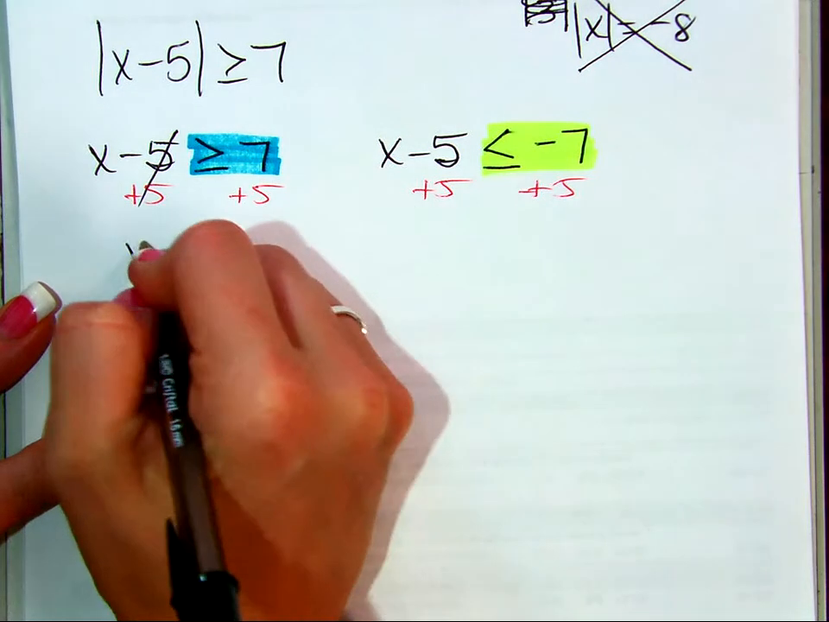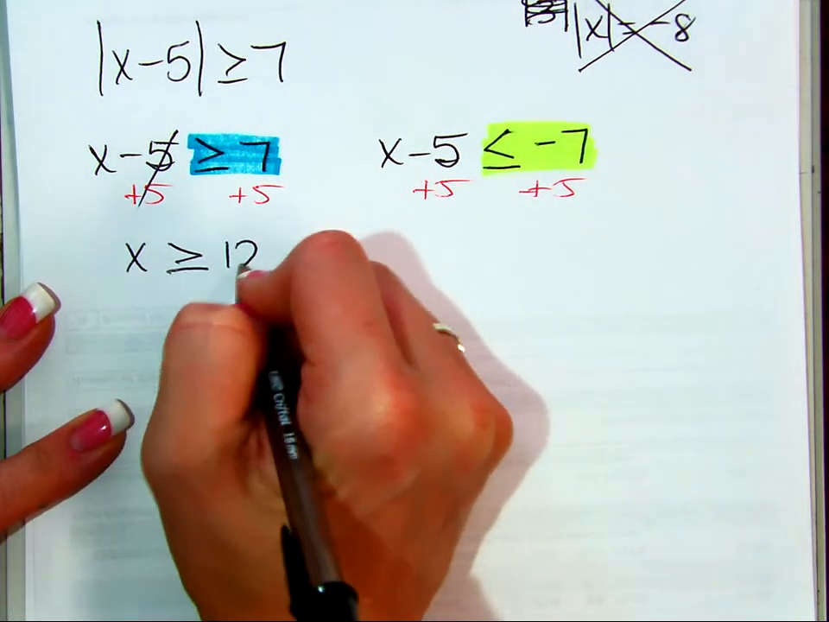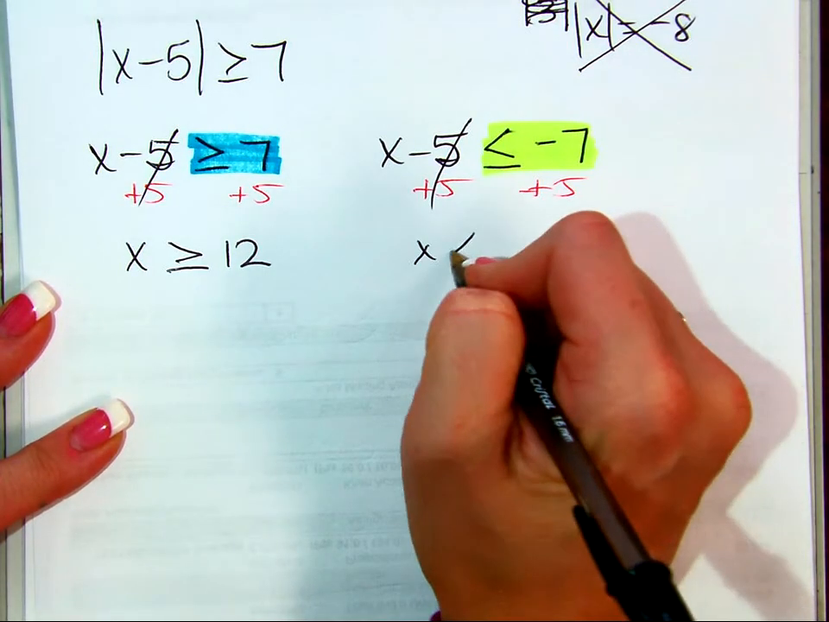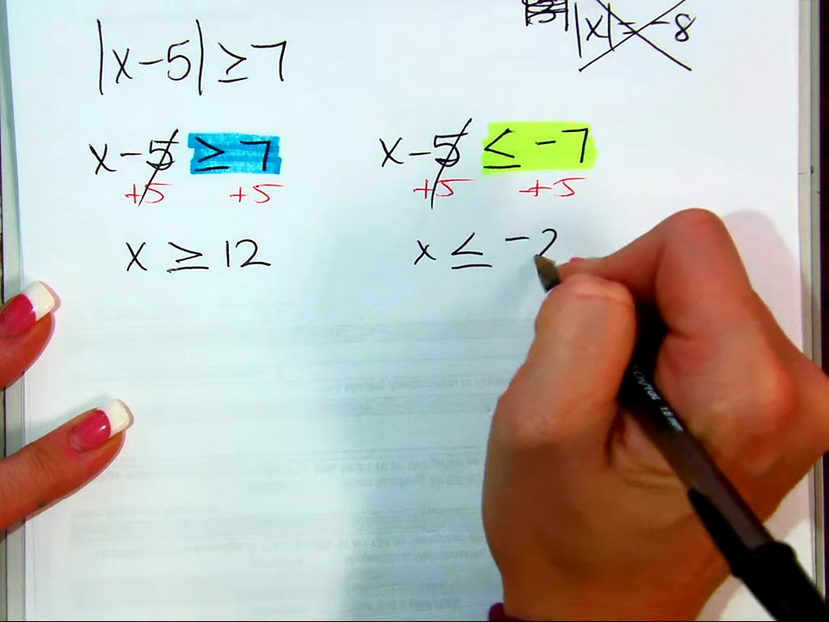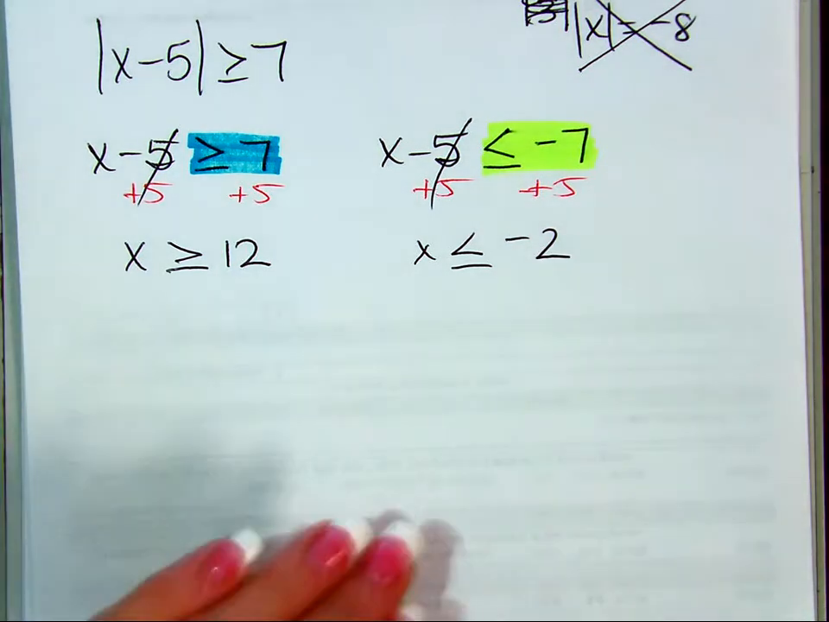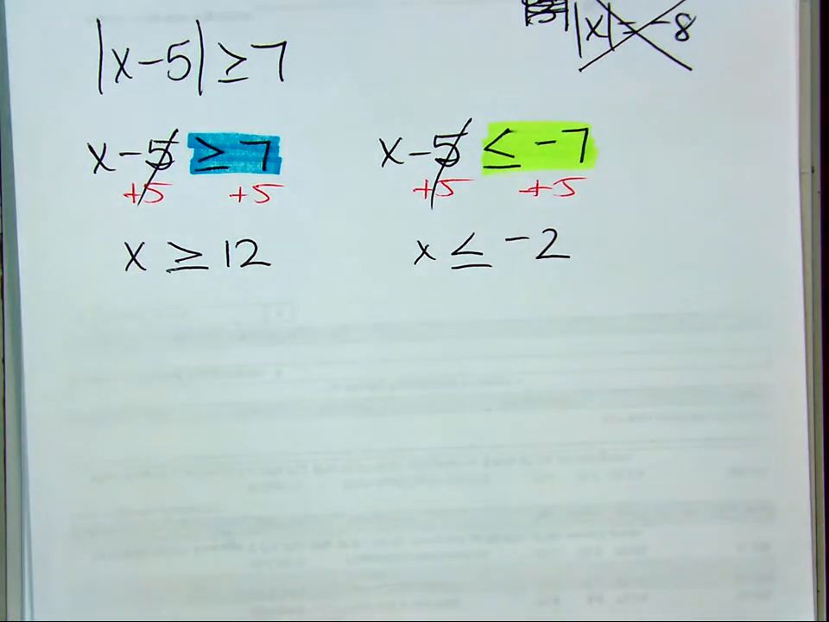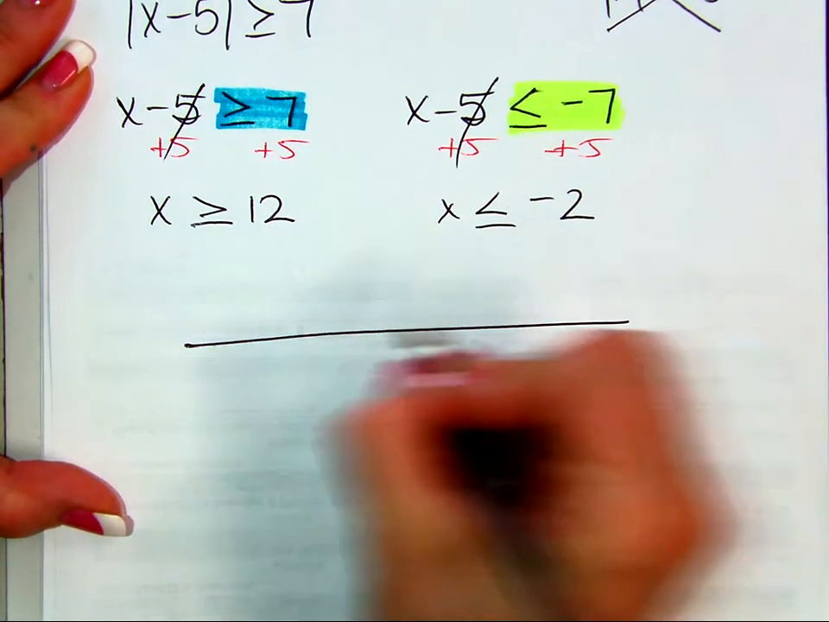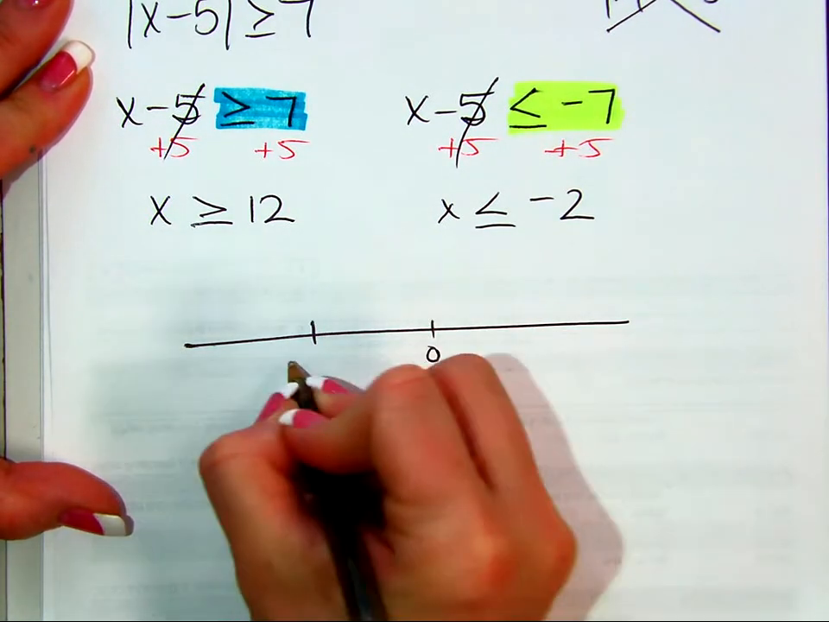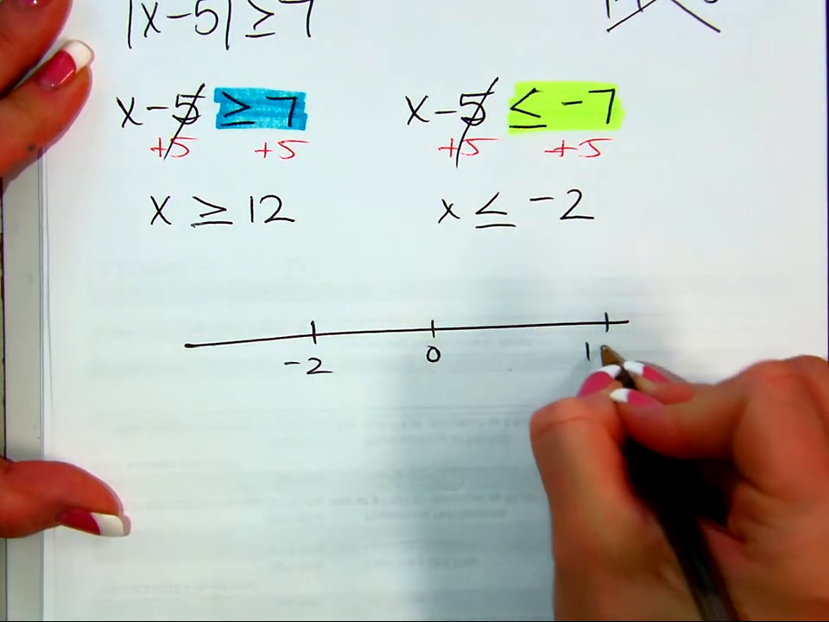And it's going to give me x is greater than or equal to 12, and x is less than or equal to negative 2. Okay, I'm not done. If you stop there, you are like halfway done because you have to graph it, and you have to see if it's going to be an and, and if it's an and then you have to write it combined. So let's graph it first. If this is 0, this is negative 2, this is positive 12.